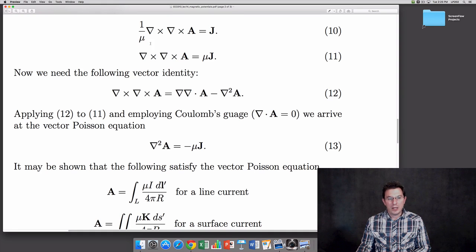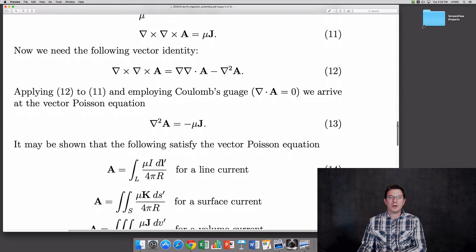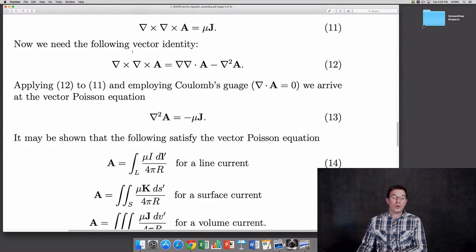The next thing that we need to do after we write the curl of A is equal to mu capital J is operate on this left-hand side here with the following vector identity. This vector identity says that the curl of the curl of A is the gradient of the divergence of A minus the Laplacian of A. And this is a vector Laplacian in this case. I'm simply going to operate on the left-hand side of this equation with this identity right here.